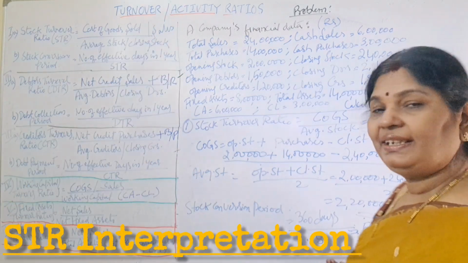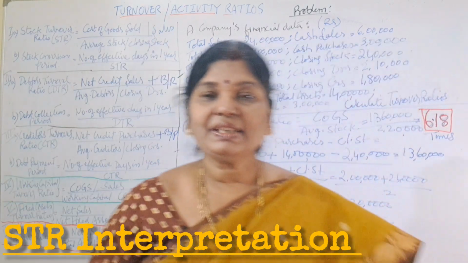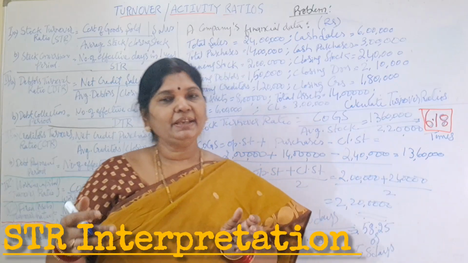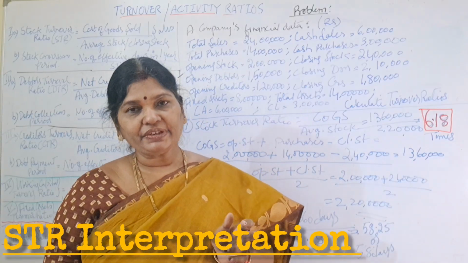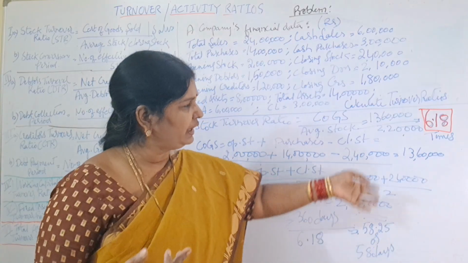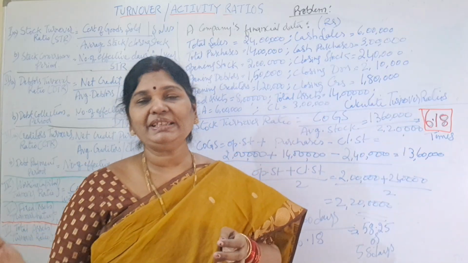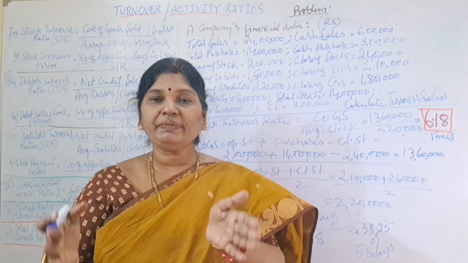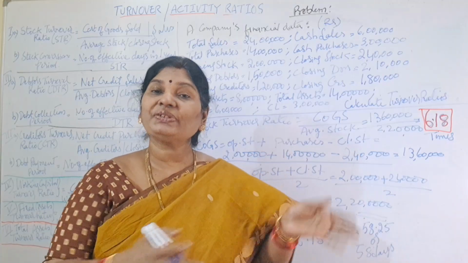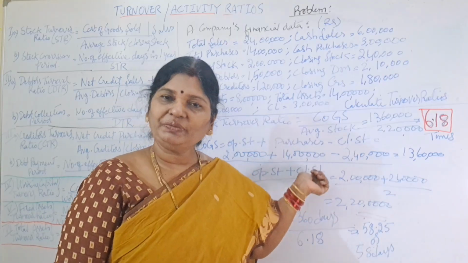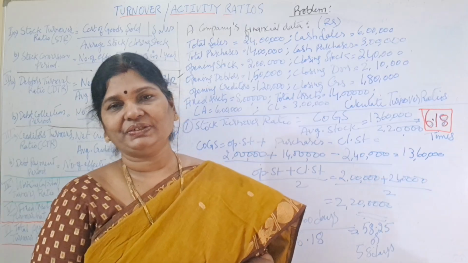So with this, what can you understand? We can understand that the stock is moving very quickly. It means we are replacing our stock about 6 times around. So it is called fast moving of our stock. It's a good sign because there is no need for us to incur more storage costs. That is the interpretation of this stock turnover ratio.